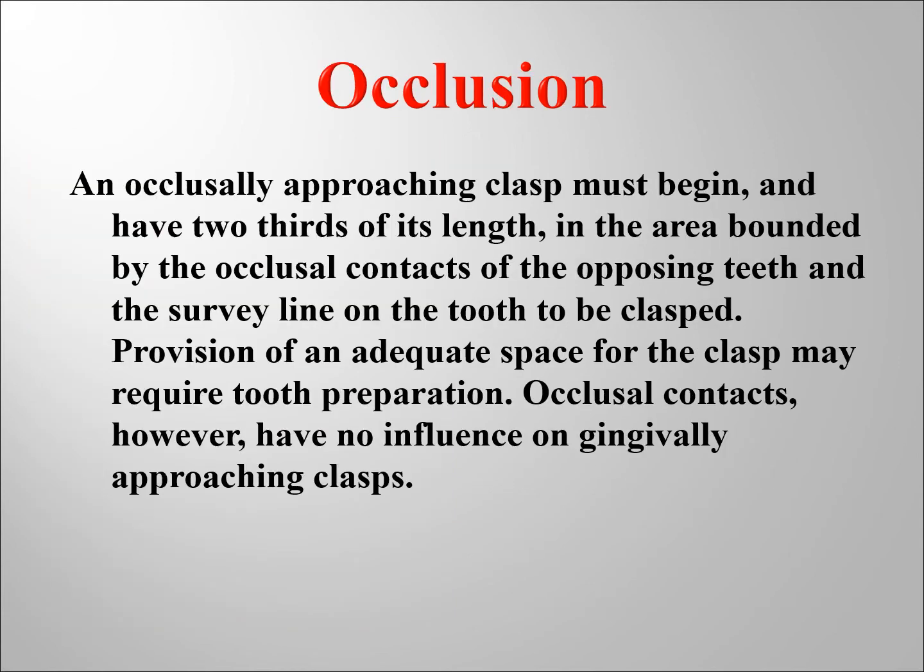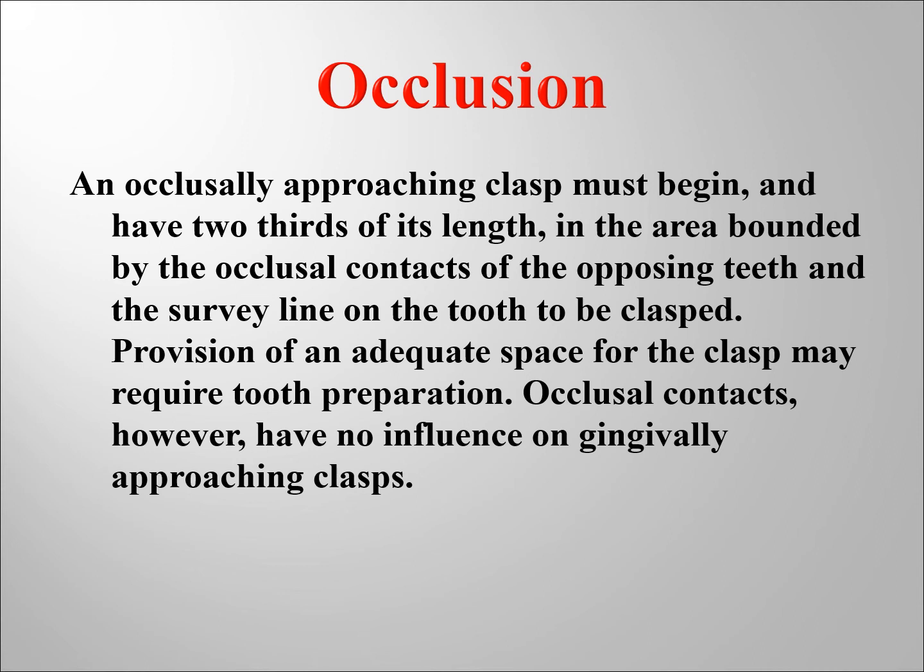Occlusion, again, occlusally approaching clasps, they approach the teeth from occlusal parts, so you have to have proper space and clearance, occlusal clearance, to have the clasp not interfering with occlusion. You have to prepare rest seats, and sometimes you might have to lower the marginal ridge of the tooth to receive the reciprocal and retentive arms.